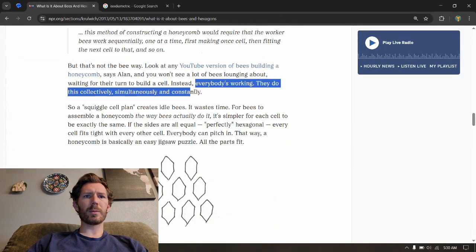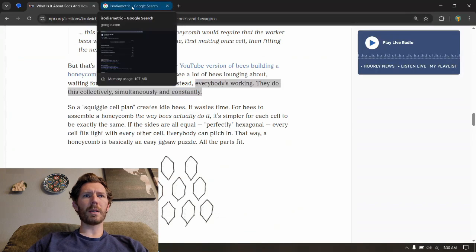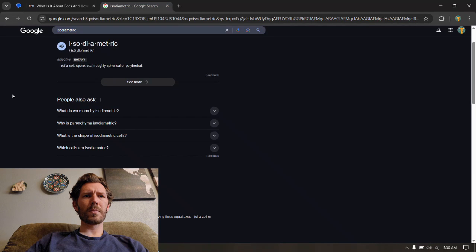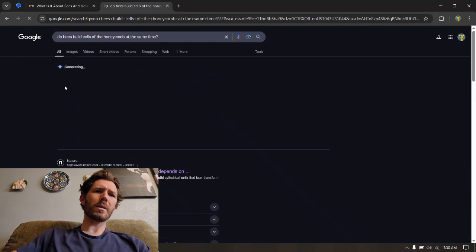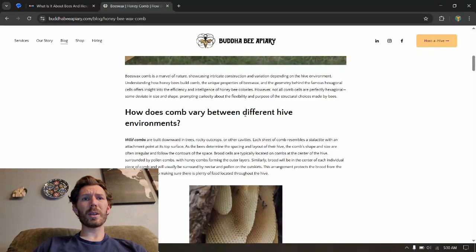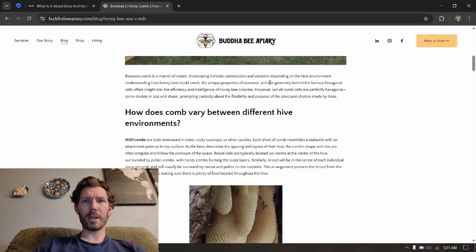They do this collectively, simultaneously, and constantly. So they're all building cells at the same time, independently of each other, equally spaced. Oh, by the way, isodiametric means roughly spherical or polyhedral. How does that work? How do bees build honeycomb in the first place? This is something I don't know that I would like to know and understand.